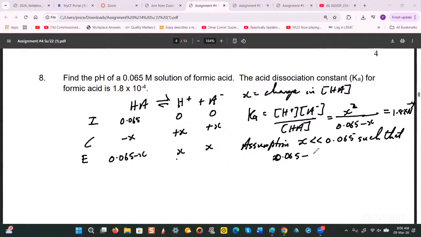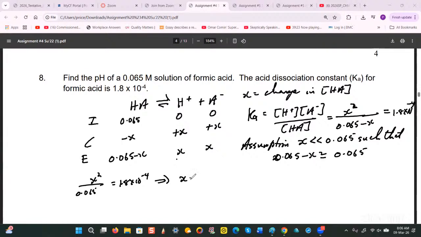Such that 0.065 minus X is approximately equal to 0.065, right? So essentially what we're saying here is that we're assuming that X is so small compared to 0.065 that X is effectively zero compared to 0.065. So if we make that assumption, then this X here will drop from this expression. So this reduces to X squared over 0.065, and that is equal to 1.8 times 10 to the minus 4. And this makes this equation easier to solve.